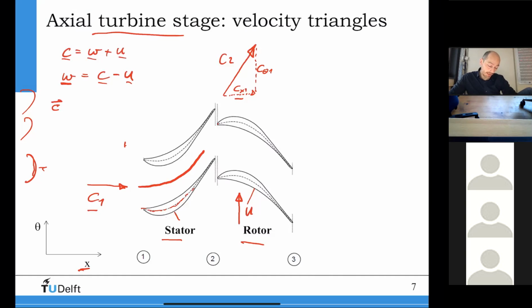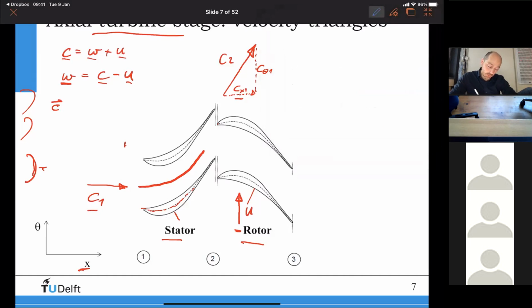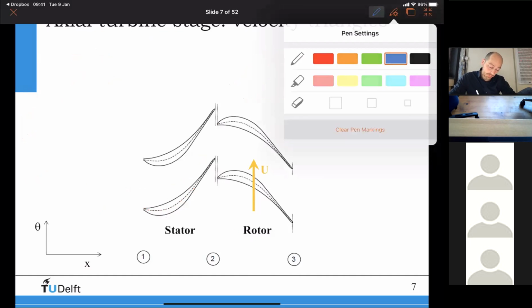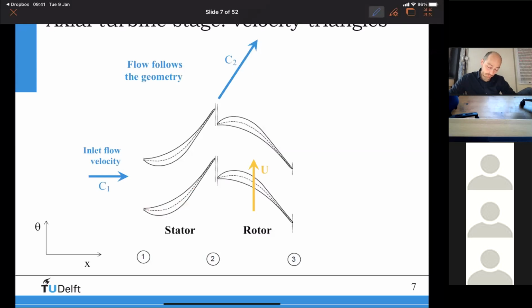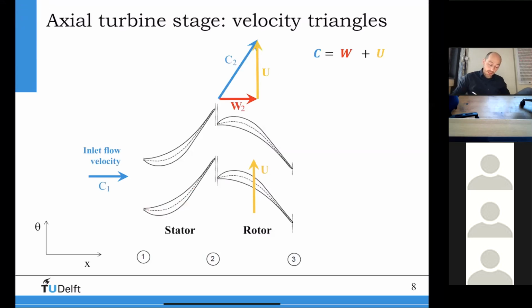But in this case, these are vectors, so you can easily see now, if I know my u, then I can easily calculate my w, and in this case, my velocity triangle will look more like, for the rotor, more like that. Let me do it differently. You can see it this way. So you can see that I have C equals W plus U, and these are vectors.